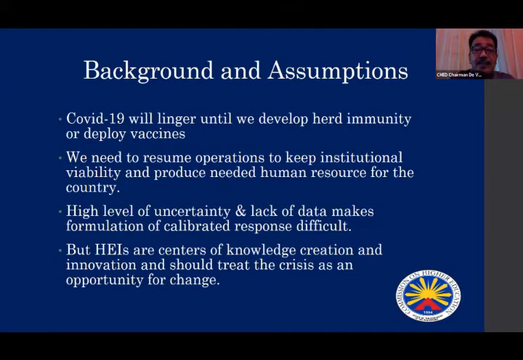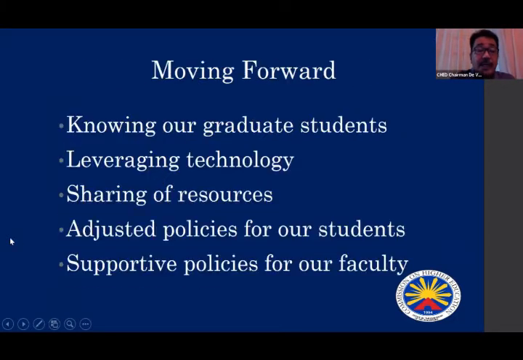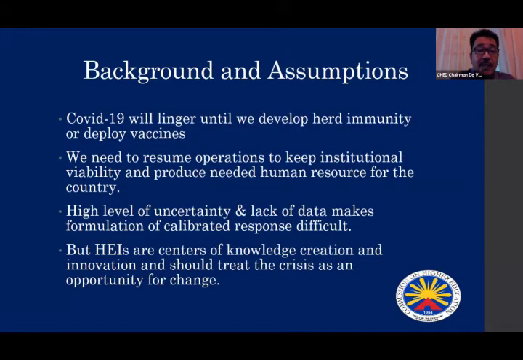So basically, in terms of background and assumptions, the assumption is that COVID-19 will linger until we develop herd immunity or deploy vaccines. But while we wait for the vaccine, we clearly need to resume operations to keep institutional viability and produce the needed human resource for the country. I am against simply extending the cancellation of classes, because that will affect essentially the institutional viability, particularly of private universities, and also hold back the production of needed human resource.